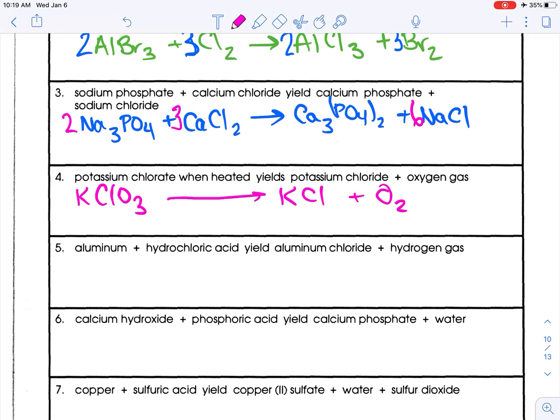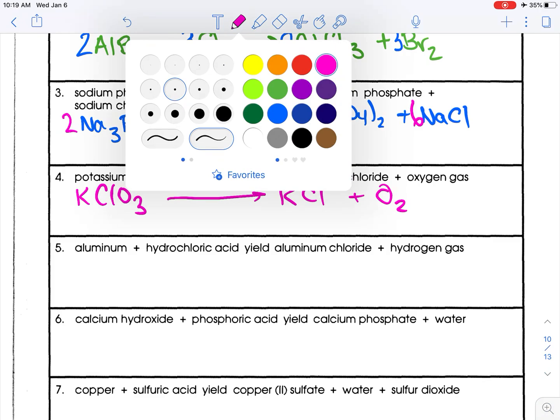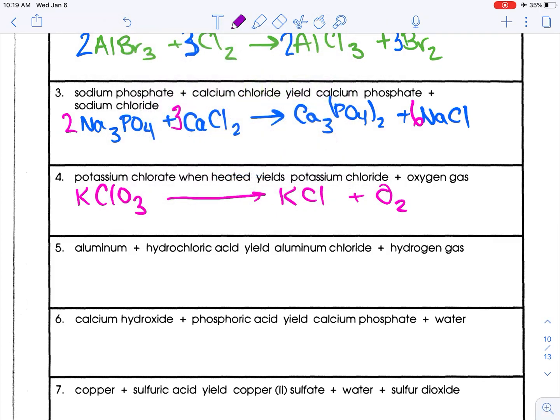Okay, so I see that my oxygens are not balanced. So I've got a 3 here and a 2 here, so we got to come up with that common multiple of 6. So I'll put a 2 out front, and then I'll put a 3 here. So that takes care of my oxygens. And then I need to put a 2 here to balance out my KCls.